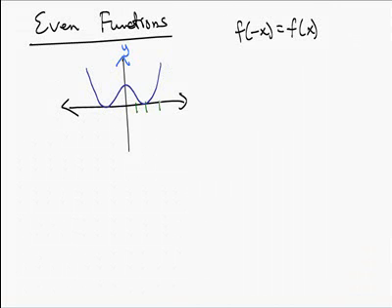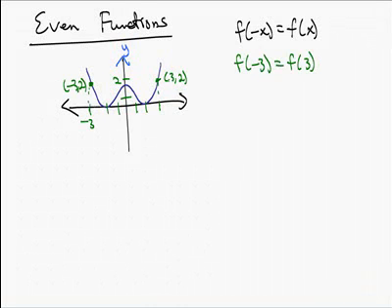say, 3, comma 2 is a point on our graph. Well, because of the symmetry, if I go to negative 3 and go up 2, I'll also have a point on my graph. Okay? Because f of negative 3 has to equal f of positive 3. And if we know that f of positive 3 is 2, then we also know that f of negative 3 must be 2.